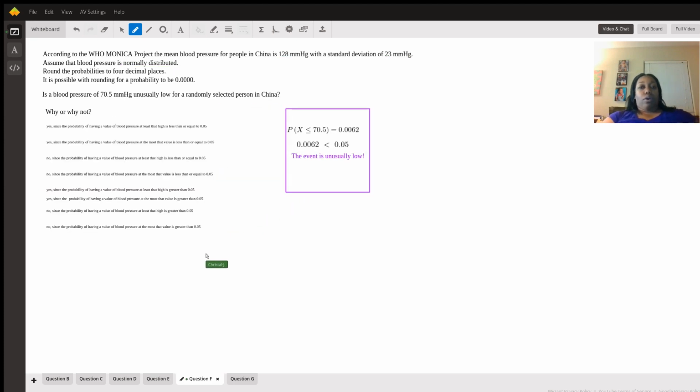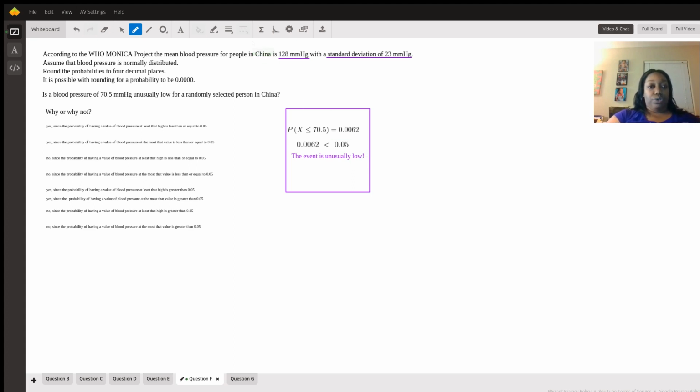Okay. For question F, it's essentially, we have the same information that we had from the previous problem. So we have our givens, the population mean, population standard deviation. It says, is a blood pressure of 70.5 unusually low? So a rule of thumb for something that is unusually low is something that is less than 0.05. So if you recall, the probability of having a score less than 70.5 was equal to 0.0062. That 0.0062 is less than 0.05, which means yes, the event is unusually low.